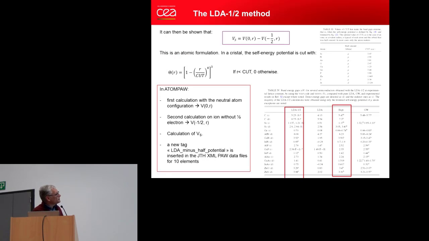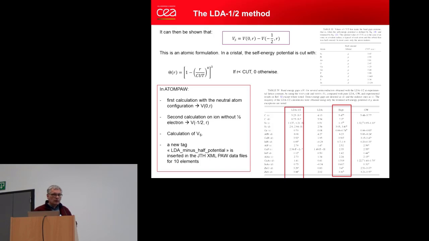And it is also shown in the paper of Ferreira that the quantity Vs that we need to calculate the gap is the difference between the local potential of the ground state and the ground state minus half electron. This is demonstrated in the case of an atomic formulation. In the crystal, it is shown that we must add to this a cutoff function, like this. And in practice, how does this work?